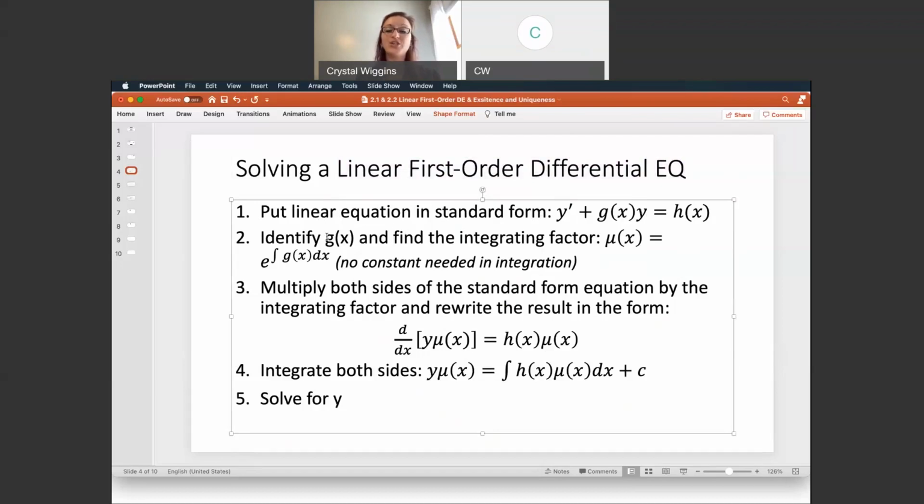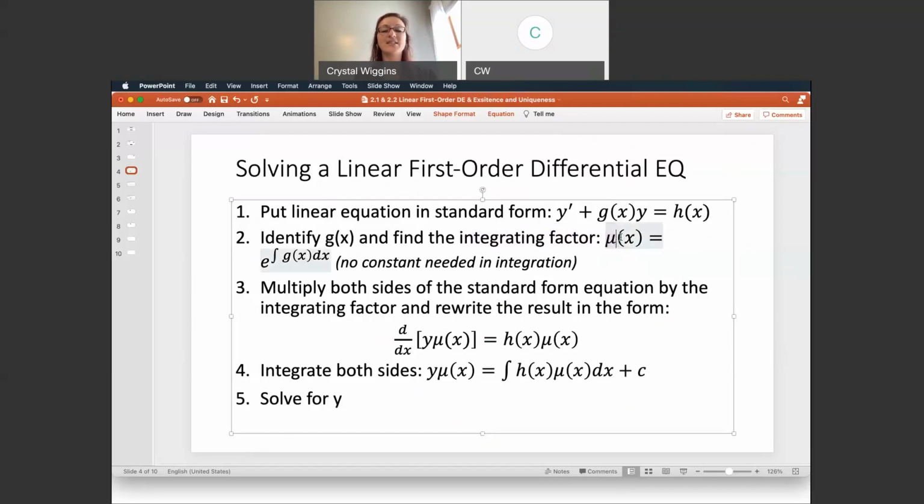Identifying g of x and h of x would be next. Once we identify g of x, which is the function being multiplied in front of the y, we will then come up with our integrating factor. Our integrating factor will be denoted by mu of x. This is the Greek letter mu. If you've taken a statistics course, you should be very familiar with this Greek letter, as it is typically denoting the population mean.